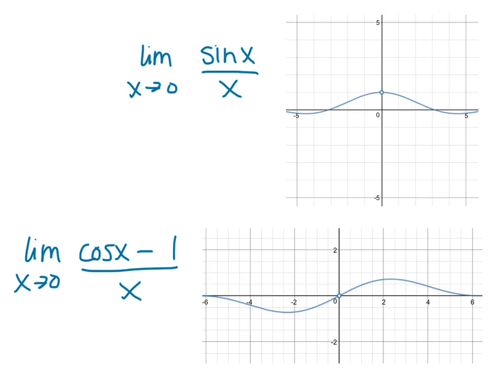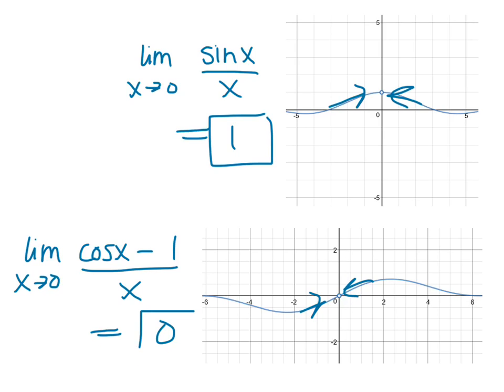The first limit, as x is approaching 0 of sine x over x, graphically you can see that the limit is approaching 1. This verifies L'Hopital's rule, which gave us the derivative of the numerator over the denominator, and reevaluating at the limit as x approaches 0 gave us 1. The second limit, as x is approaching 0 of cosine x minus 1 over x, is approaching 0, and that verifies what L'Hopital's rule gave us as well.